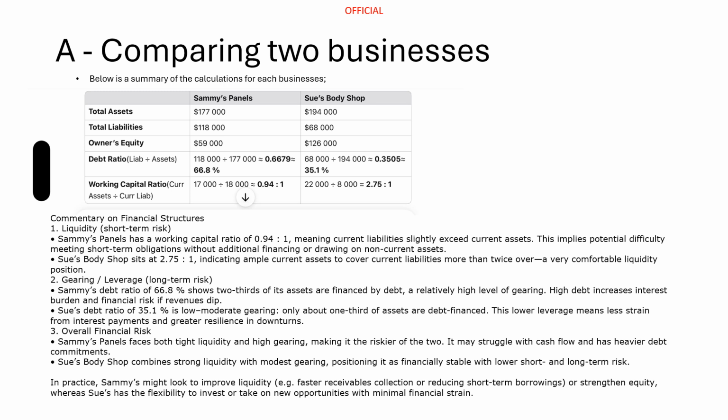Overall financial risk. What is the overall financial risk in these two businesses? Sammy's Panels is financially riskier due to tight liquidity and high gearing. It may face difficulties with repayments and needs to improve cash flow or equity. In contrast, Sue's Body Shop is financially stable with strong liquidity and manageable debt, giving it more flexibility for growth.